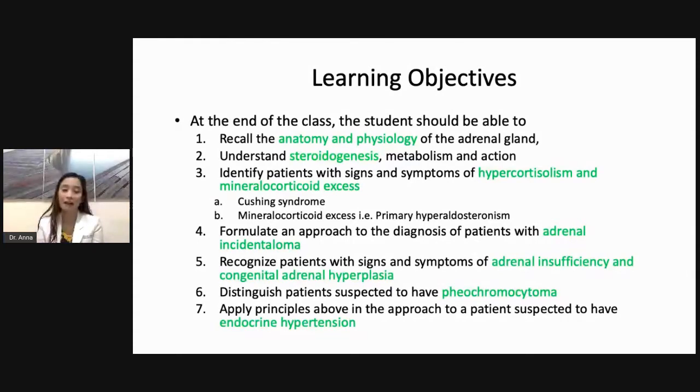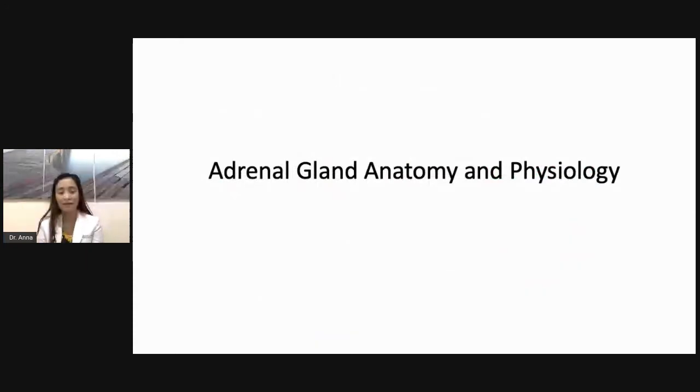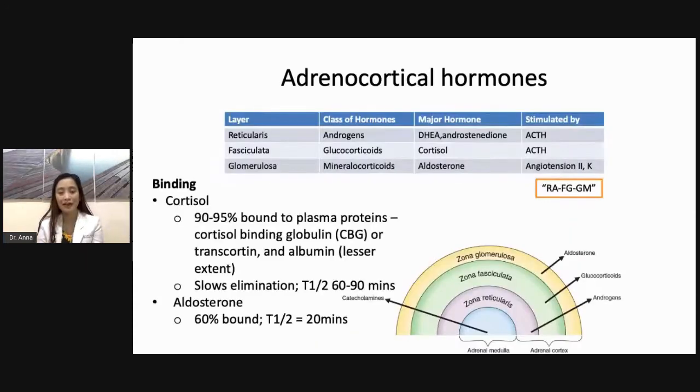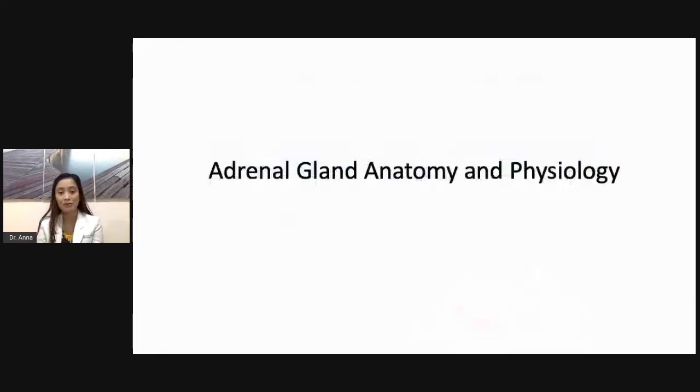And then in the last part of the lecture, we are also going to try to distinguish patients suspected to have pheochromocytoma. And lastly, you should be able to apply the principles above in the approach to a patient suspected to have endocrine hypertension. So as a review, the adrenal gland is composed of 3 layers.